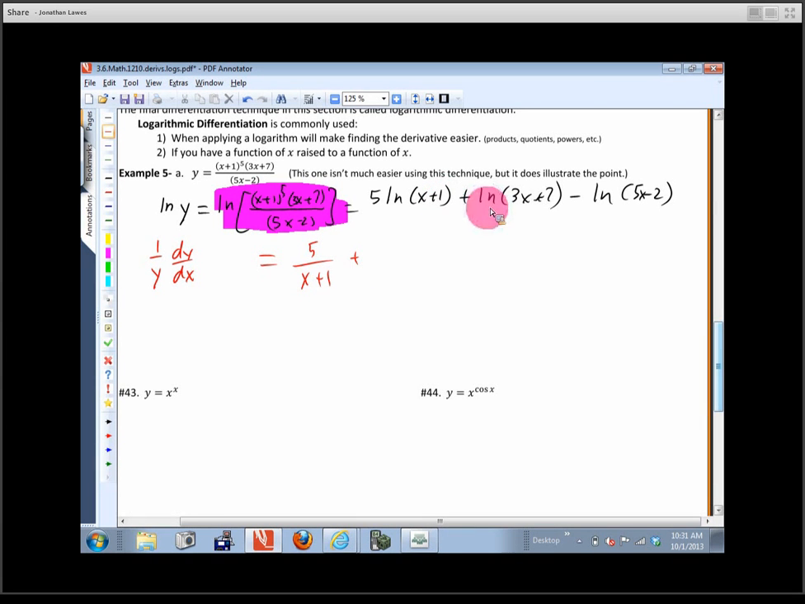The derivative of ln 3x plus 7 is going to be 1 over 3x plus 7 times 3. So let's put a 3 up here. Oops, minus, thank you very much. Minus 1 over whatever we were taking the ln of times 5. So I'm going to change that to a 5.